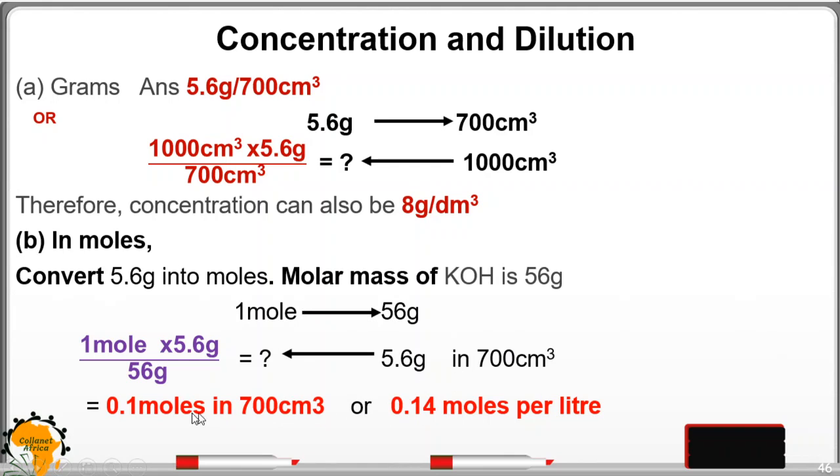If you want to change this one into 1,000, you put the 1,000 below here, then you do a cross multiplication and you get your answer as 0.14 moles per liter. So the two answers are okay.